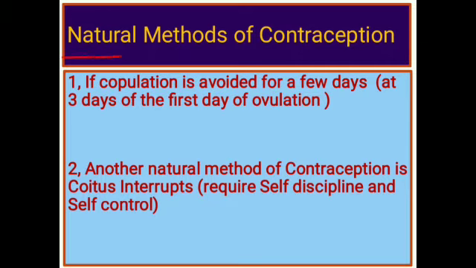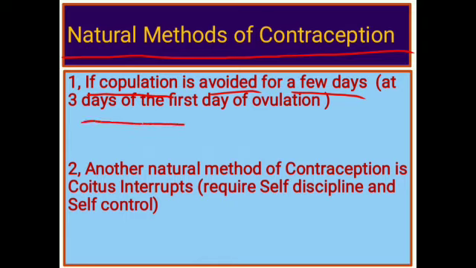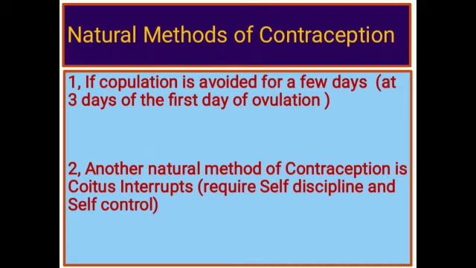First method is natural methods of contraception. If copulation is avoided for a few days, around 3 days from the first day of ovulation, then no pregnancy will occur. It means if sexual intercourse is avoided for about 3 days when the egg is released from the ovary, then no pregnancy will occur.